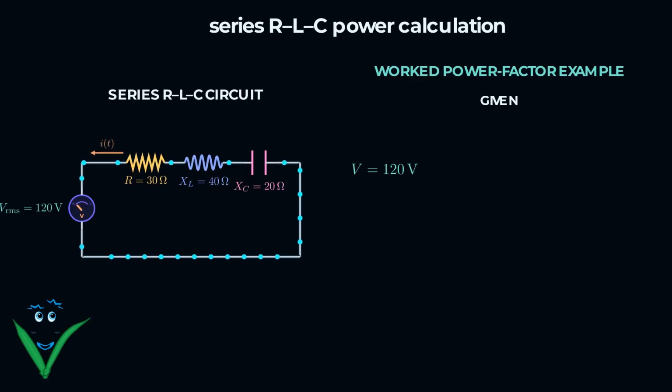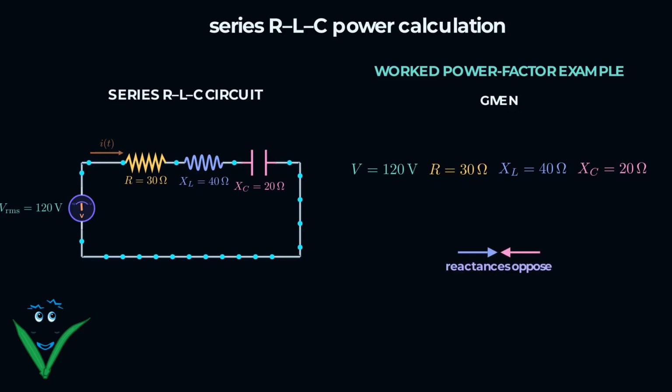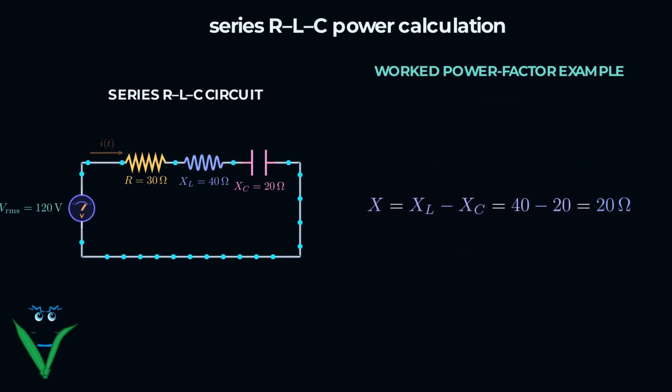Suppose the RMS supply voltage is 120 volts. The resistance is 30 ohms, the inductive reactance is 40 ohms, and the capacitive reactance is 20 ohms. The inductive and capacitive reactances oppose each other, so the net reactance is found by subtracting the capacitive reactance from the inductive reactance. 40 ohms minus 20 ohms gives 20 ohms. Since the result is positive, the circuit is overall inductive, and the current will lag the voltage.